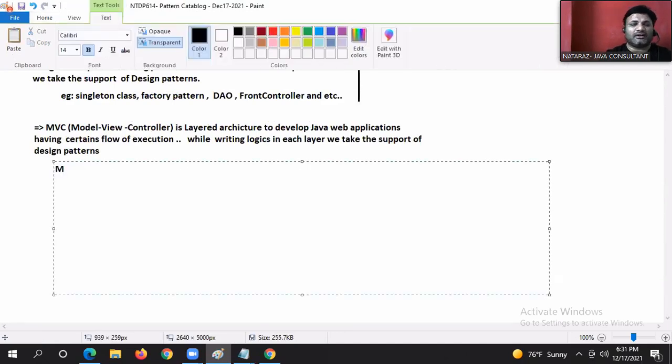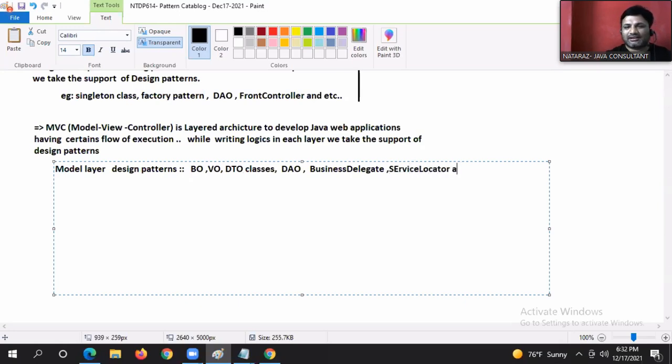Model layer design patterns, guys. We use a lot of design patterns: BO, VO, DTO classes, business object, DTO classes. Next, DAO. Next, business delegate, service locator, and etc.